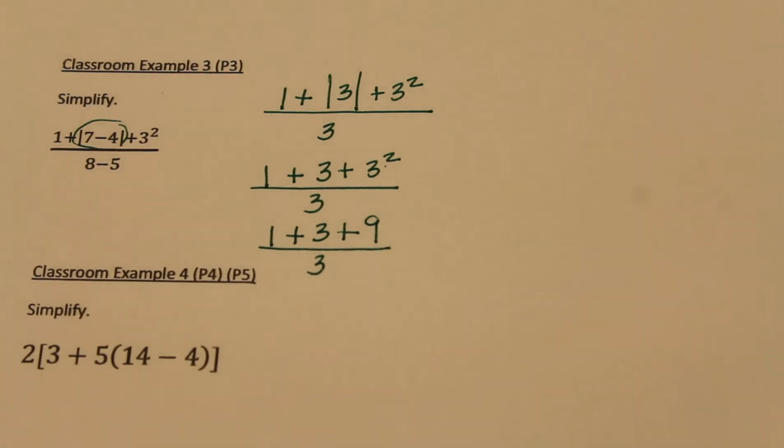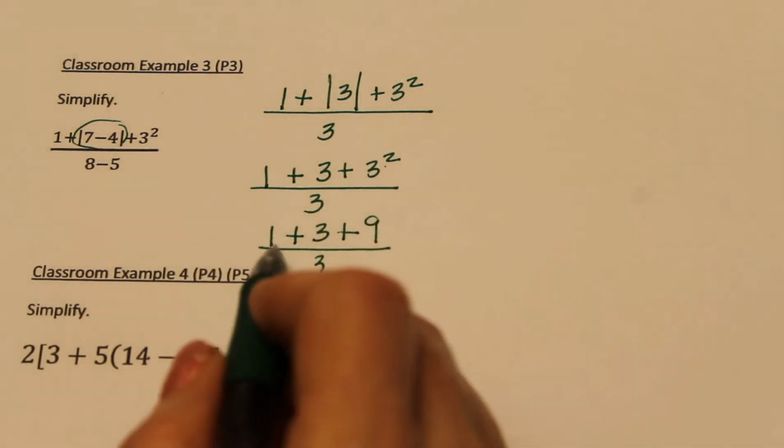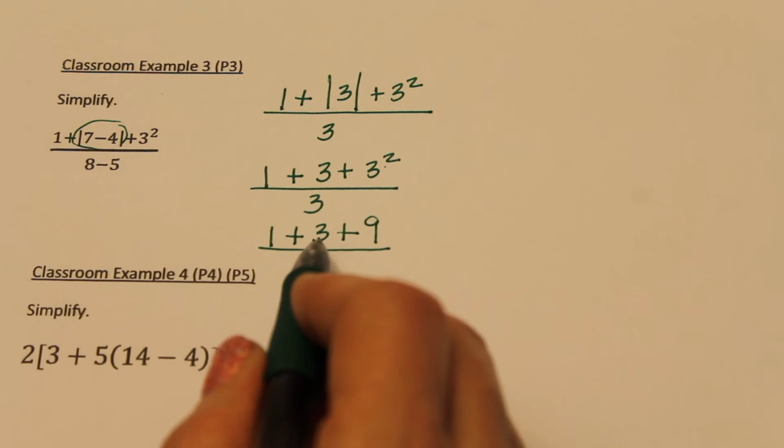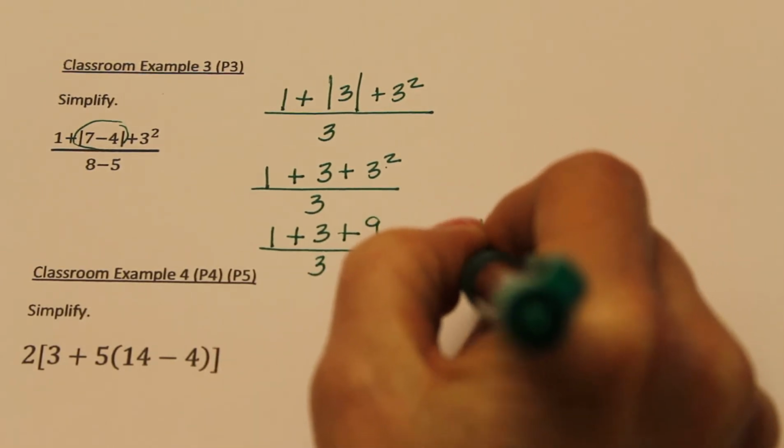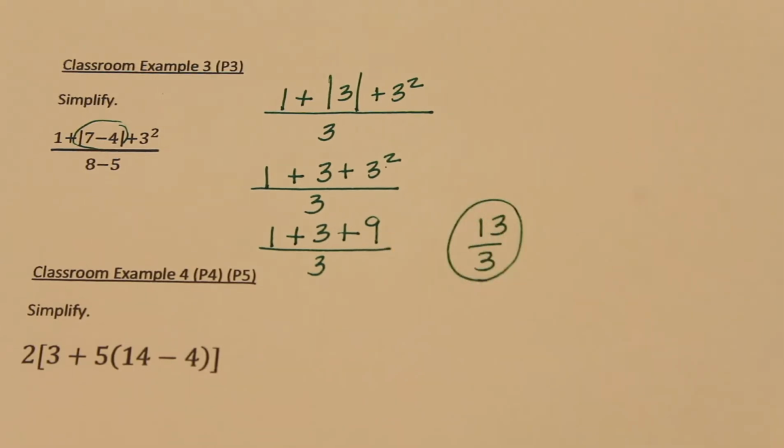I have no more multiplication or division, so I'm just going to add the numerator. 1 plus 3 is 4. 4 plus 9 is 13 over 3. And that cannot be simplified, so that is my answer.